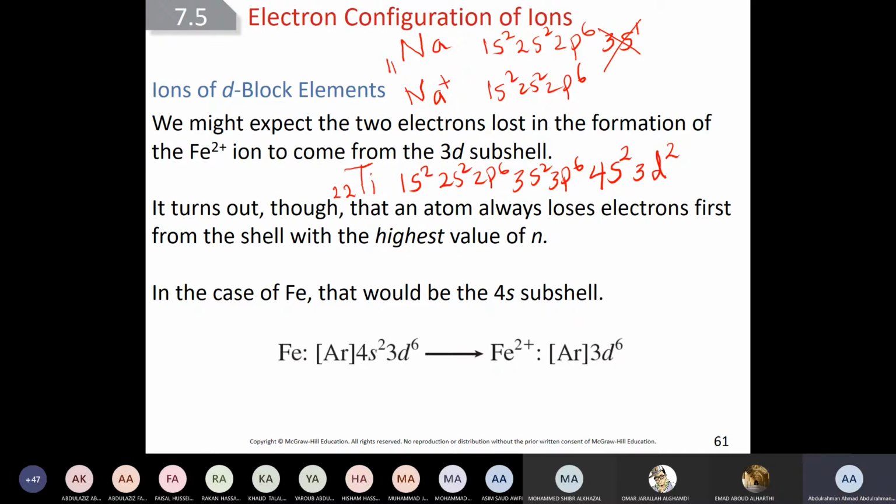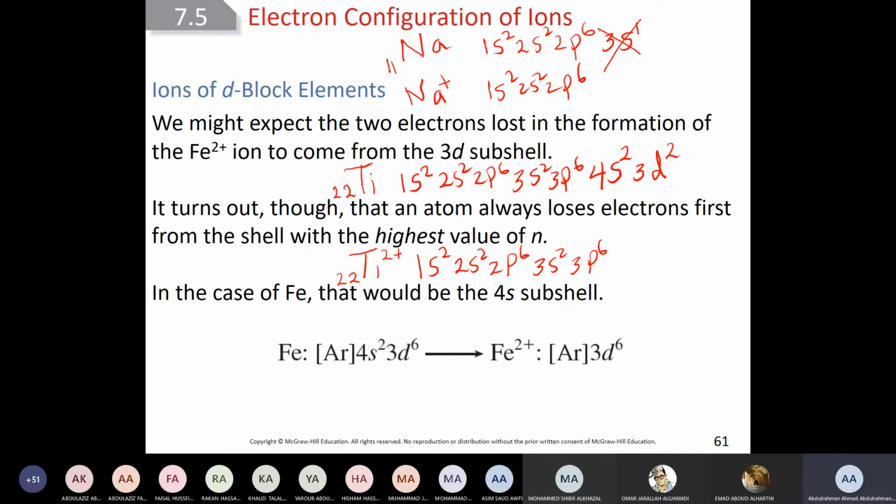Now, if I want the electronic structure of Ti, titanium 2+, what's the electronic structure? It will be the same: 1s2, 2s2, 2p6, 3s2, 3p6, and then delete the 3d2. We'll cancel 3d2. No, that's what I want to say.